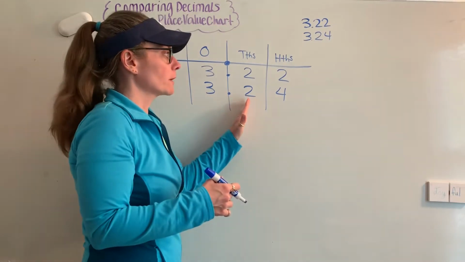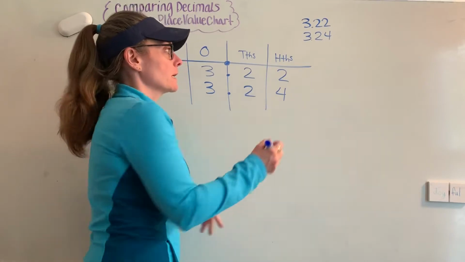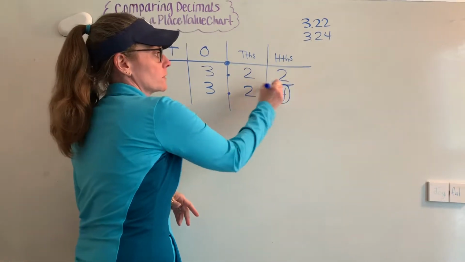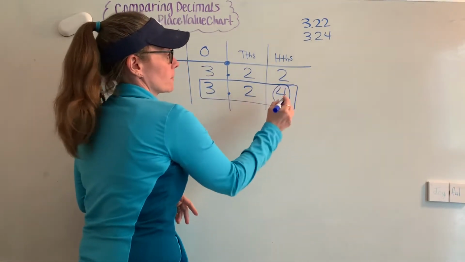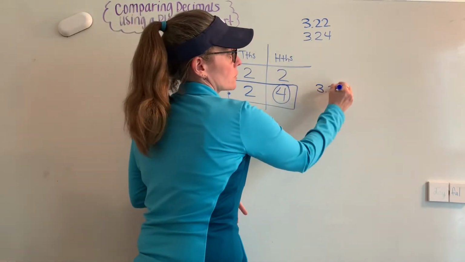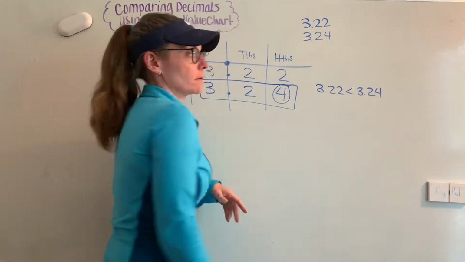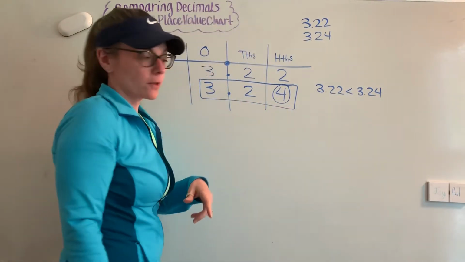And these are both the digit 2. So we're going to move to the hundredths place. And in this case, 4 is larger than 2. And that would make this number, 3.24, larger than 3.22. So I would write my answer like that. Okay? All right, let's try another one.